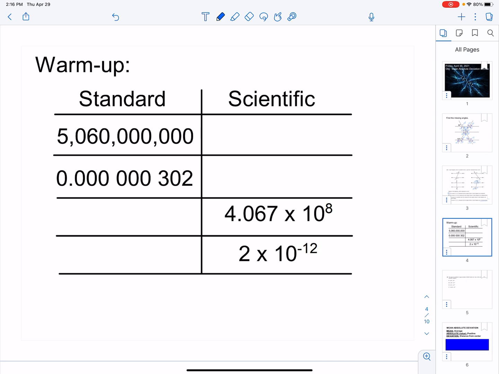Okay, so let's see how you did. So this first one, if you remember correctly, what we're going to do is write this number in such a way that it has one number to the left of the decimal point. Okay, and the value of that number has to be between 1 and 10. Okay, so where would I put my decimal in this number?